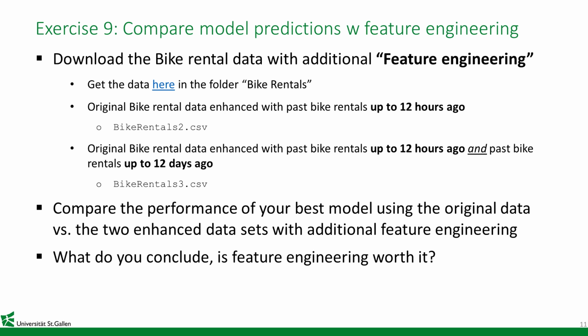So you should do a model comparison, but instead of varying the type of algorithm you use to predict the number of bikes rented, you should vary the input data. One of the input data is the bike rentals 2.csv dataset, and the other input data for the second comparison is the bike rentals 3.csv data. Doing this double analysis, so doing this comparison of input data, you can effectively analyze if feature engineering is actually worth it.